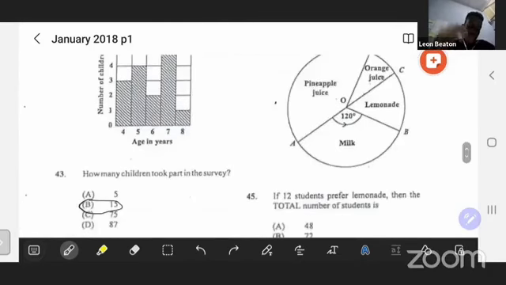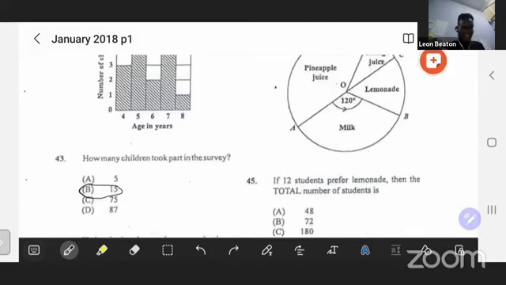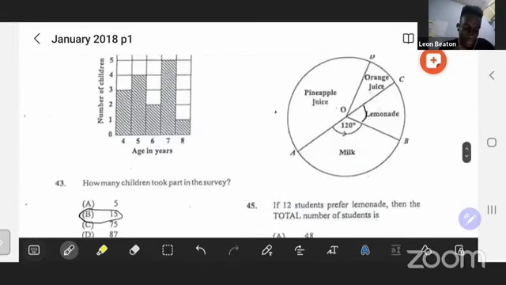If 12 students prefer lemonade, then the total number of students is what? We should find the degrees of the lemonade. We know this straight line here is 180, and up to here is 120. So 180 minus 120 will be 60. So 60 degrees is what the lemonade takes up in the pie chart.